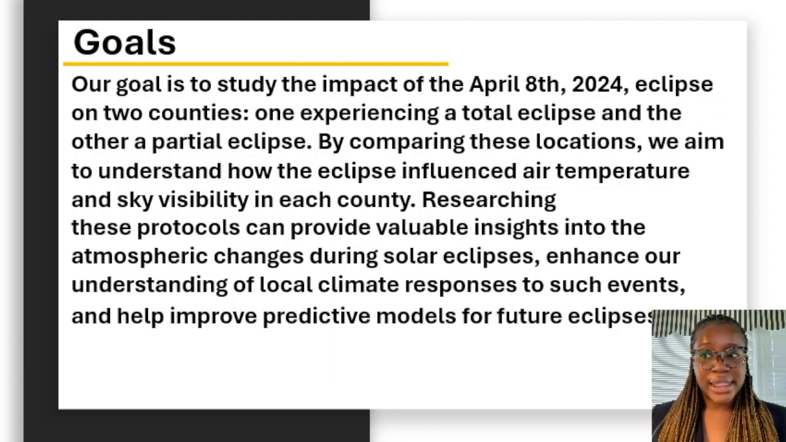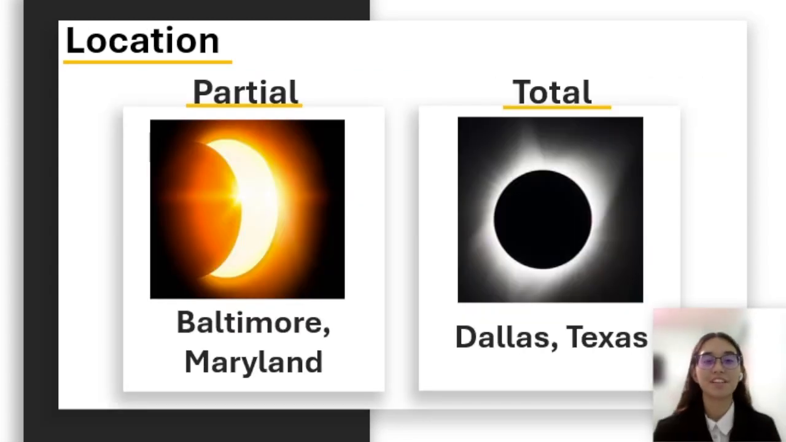Our goal is to study the impact of the April 8, 2024 eclipse in two counties, one experiencing a total eclipse and the other experiencing a partial eclipse. By comparing these locations, we aim to understand how the eclipse influenced the air temperature and sky visibility in each of these counties. The two areas of study will be Baltimore, Maryland, which had a partial eclipse, and Dallas, Texas, which had a total solar eclipse.